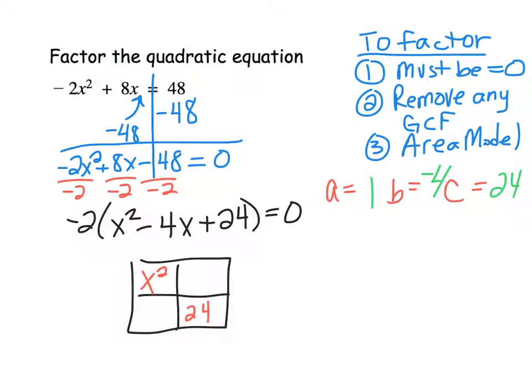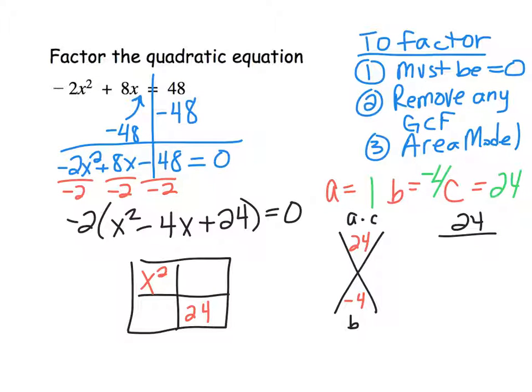So to draw my x puzzle, I'm going to put it right here. I've got a times c on top. So a times c, 1 times 24, gives me 24 on top. And my b goes on bottom, and my b is negative 4. And so what I'm looking for are two factors that when I multiply them together equal 24, and when I add them together equal negative 4.